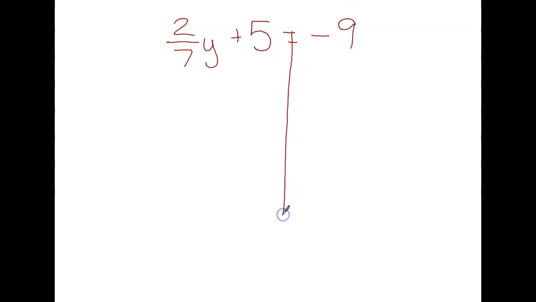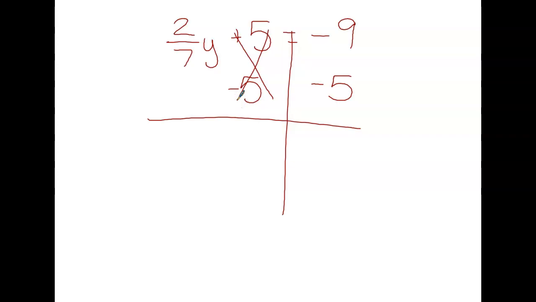And then our last example, we have 2/7 y plus 5 equals a negative 9. I always work on the side that has the variable, so left side. I have 2/7 y plus 5. I need to get rid of that plus 5, so I subtract 5. This makes a 0 pair. If I have 9 negatives and I have 5 more negatives, I have a total of 14 negatives. And then I still have my 2/7 y on that side.